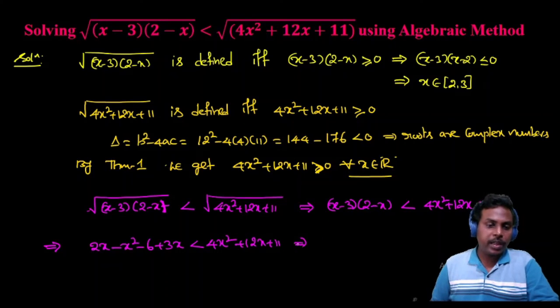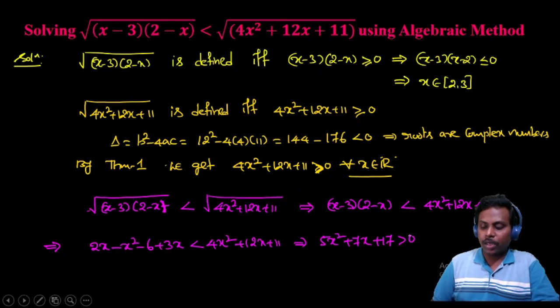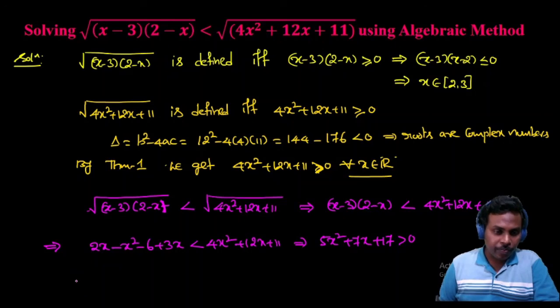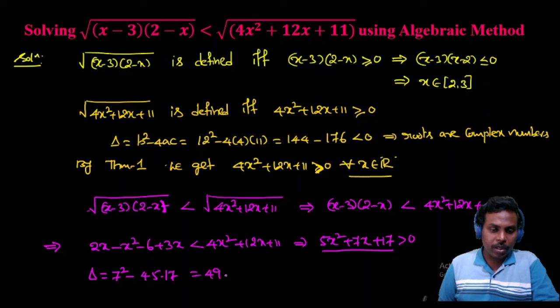Okay, so let us rearrange the quantities. 4x square, and here it becomes 5x square. And here you have 12x, and 2 plus 3 is 5x, so 12 minus 5 is 7x, and the constant term is 17. This must be positive. Now we'll see for what values of x this inequality is satisfied. Let us look at the discriminant of this quadratic expression. Delta is equal to b square minus 4ac, 7 square minus 4 into 5 into 17. So it is 49 minus 20 into 17, which is minus 340. This quantity will be obviously negative.